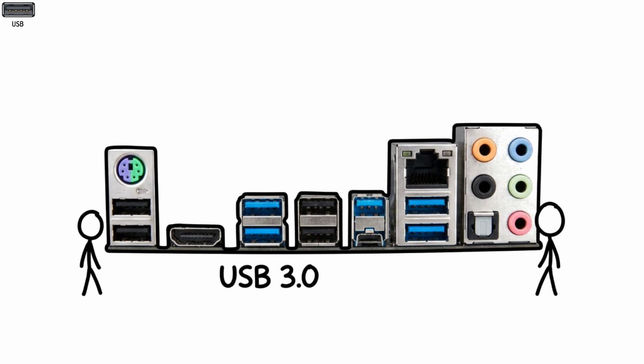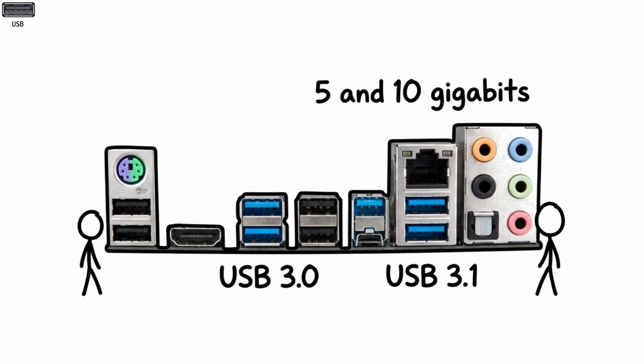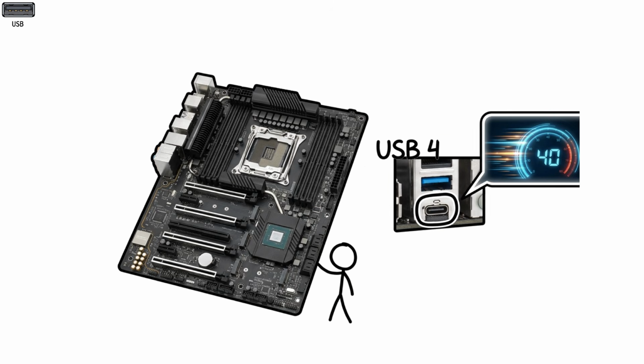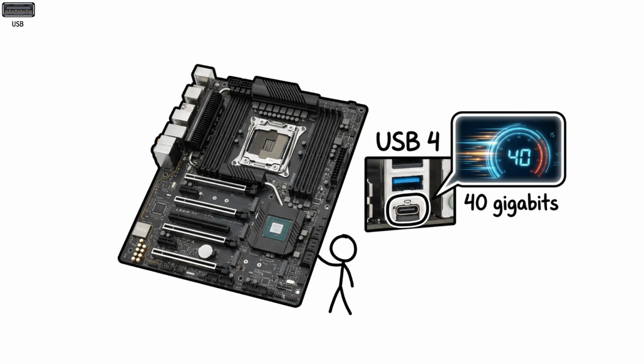USB 3.0 and 3.1 jumped to 5 and 10 gigabits per second, and you can spot them by their blue ports. USB 4 reaches 40 gigabits using the Type C shape, but it's still mostly on high-end devices.